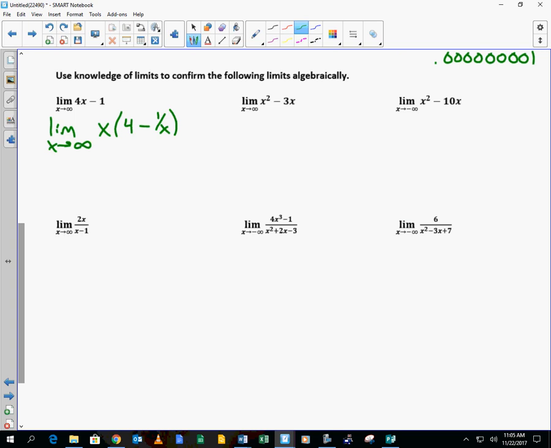Very good. So let's see what happens here, okay? X goes towards infinity. We get a very large number times 4 minus 1 over a very large number. What happens to 1 over a very large number? What does that become? That becomes 0. So you have 4 times a very large number, which is going to go to infinity.